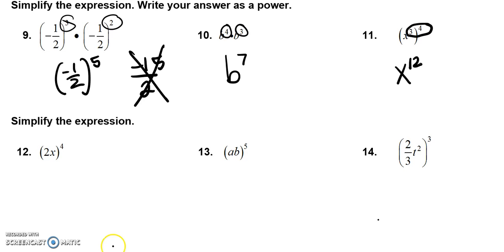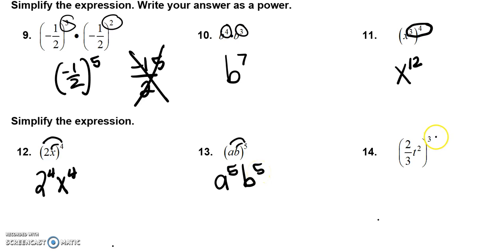Number 12, when there is more than one term and an exponent outside, you need to distribute the exponent to the inside. That's 2 to the fourth times x to the fourth when you distribute that 4. Same thing on 13, you have a times b to the fifth, so this becomes a to the fifth times b to the fifth, and you're done.